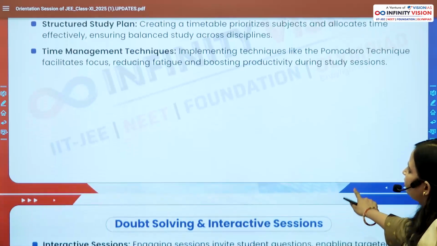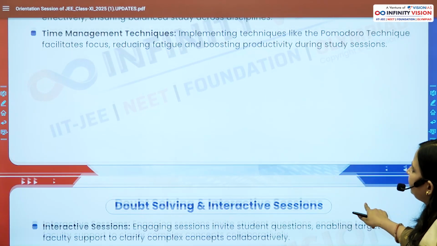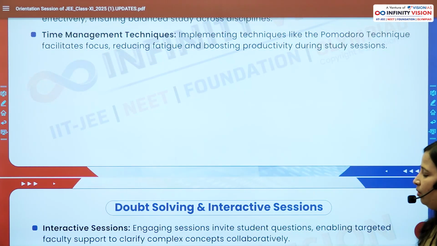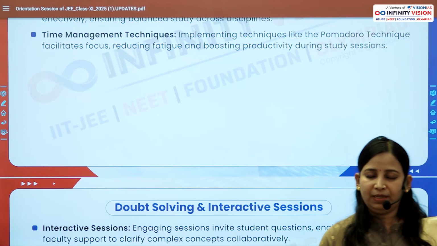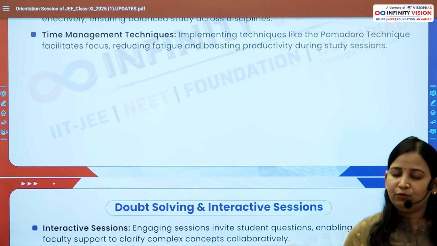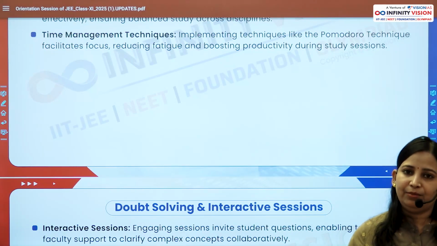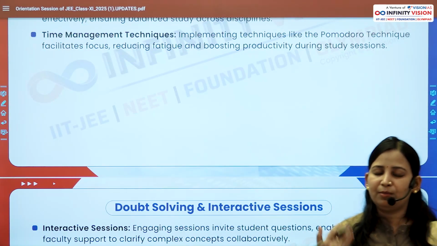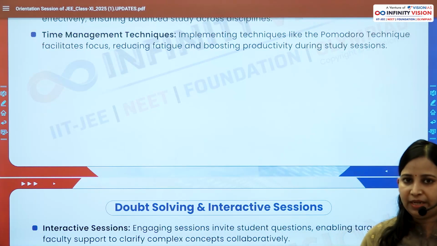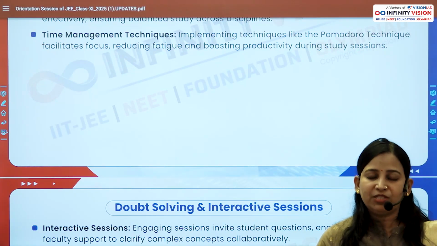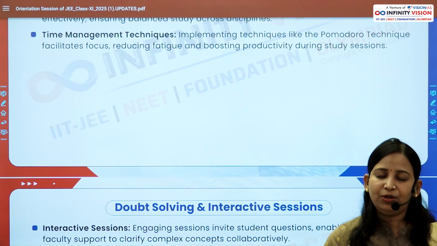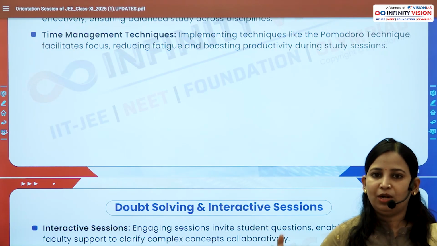Now, time management techniques, as I have already discussed, you have to manage time while sitting for the exam paper. Also, you have to manage your daily time, how much time you are giving to your school. Okay, after coming from school, how much time is left with you? How are you dividing your time between all the three subjects?